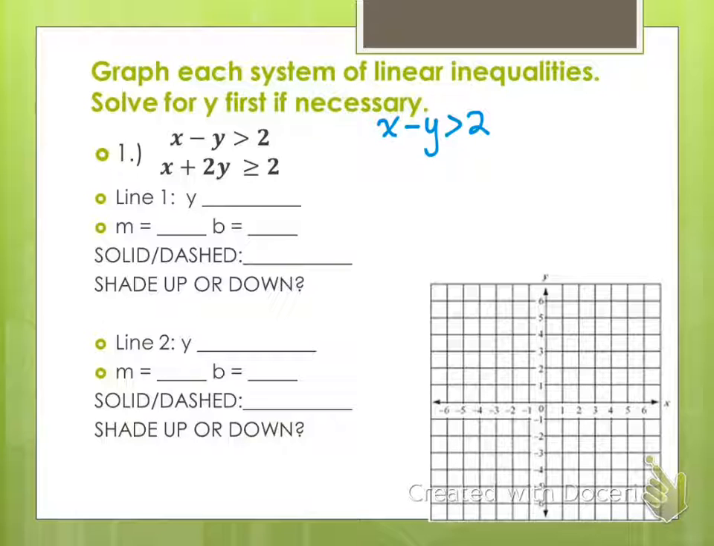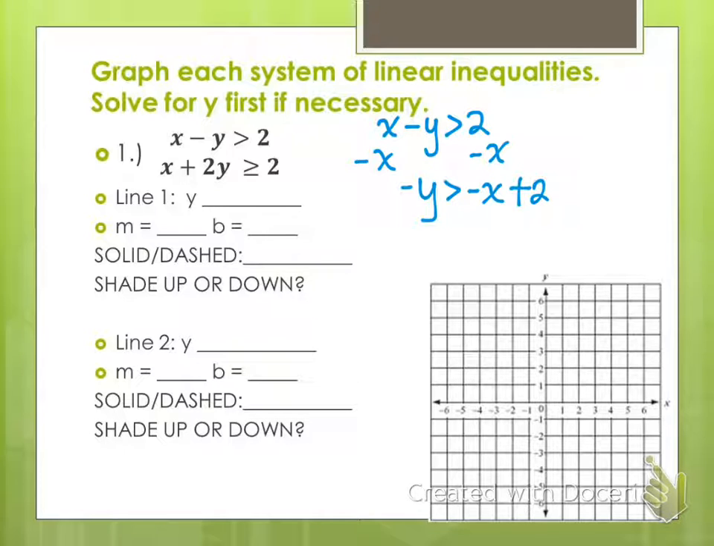What am I going to do to get y alone? This is a lot like what we did on Monday. Tariana? Very good. We subtract x from both sides. That leaves us with negative y is greater than negative x plus 2, because the x is negative and the 2 is positive. None of that's really new or different for us this week. We did that on Monday.